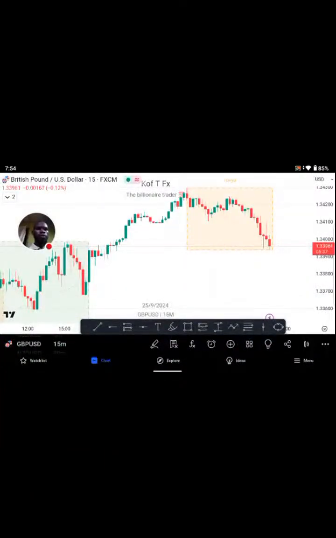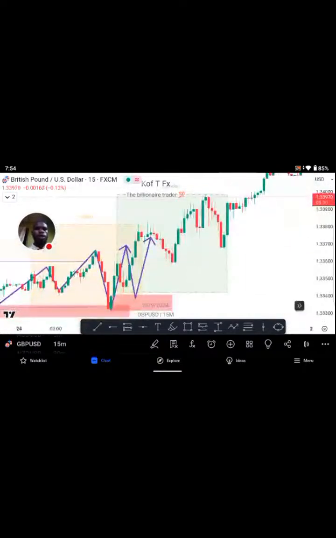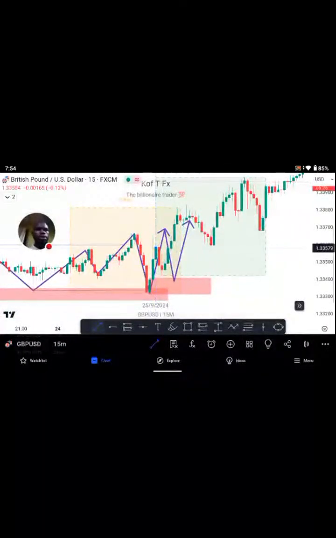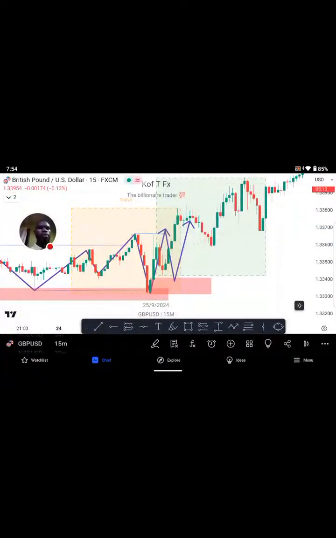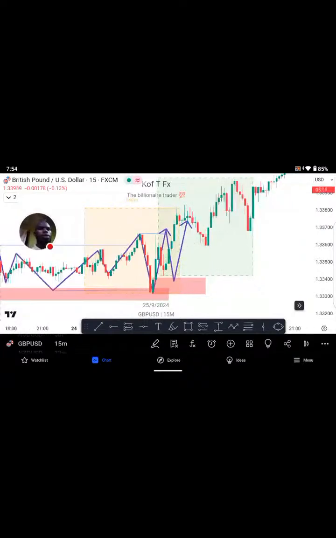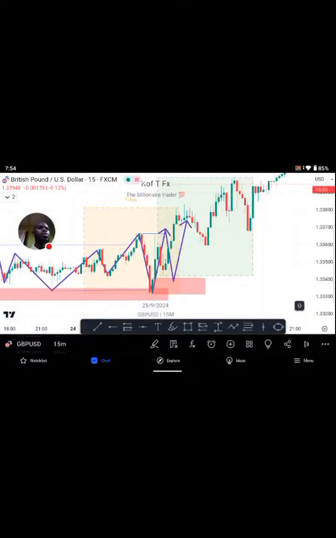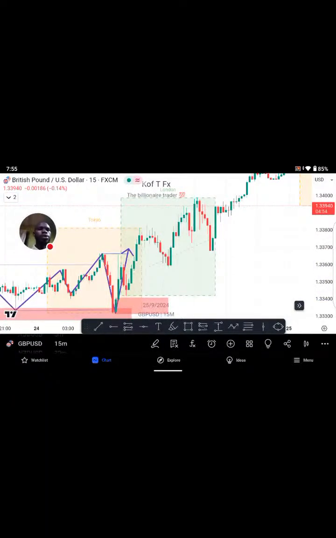GBPUSD. Okay, this is GBPUSD. Yesterday too, I was saying that I expect price to take out this high, take out this, then come back into this POI and buy. But price did not take out the high immediately. It pulled back, then took out the high and bought. So let's look at what we have there to see if we are going to have a trading opportunity.